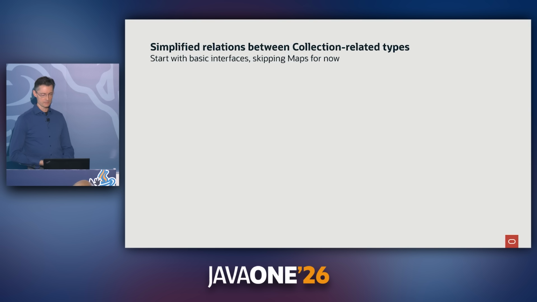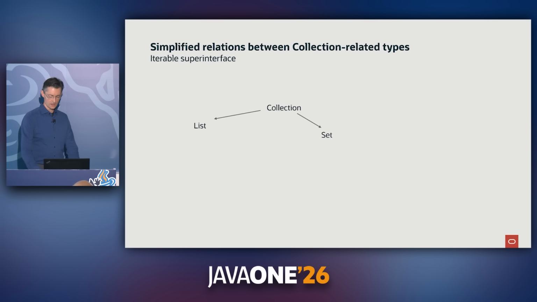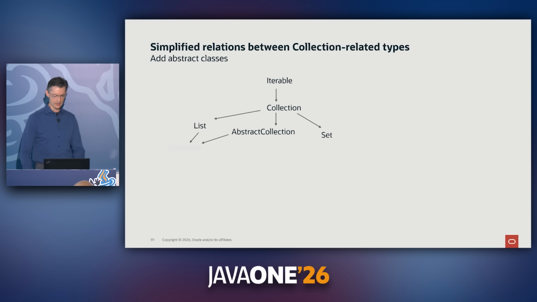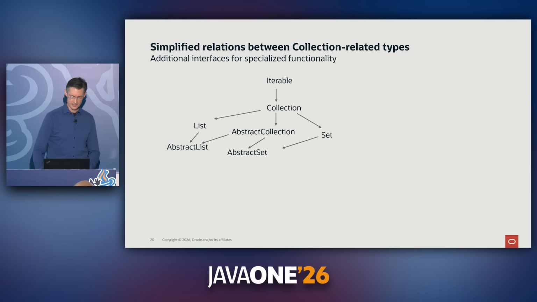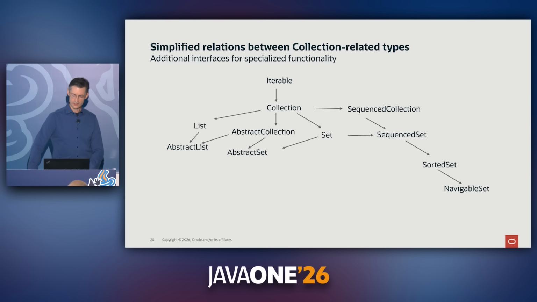So let's say, well, we have some basic interfaces. There's a root interface Collection, then we have lists and sets. There's actually a super interface of that, Iterable, that lets collections work with the for-each loop in the language. That comes out along the way. Besides the interfaces, we have abstract classes to help with implementations. There are more specialized interfaces for other functionality. For example, back in JDK 21, the sequenced collections were added. These have a reversed operation and a defined encounter order.